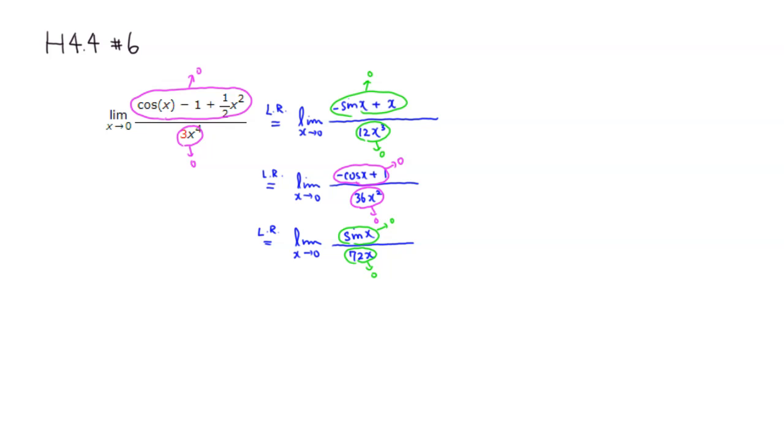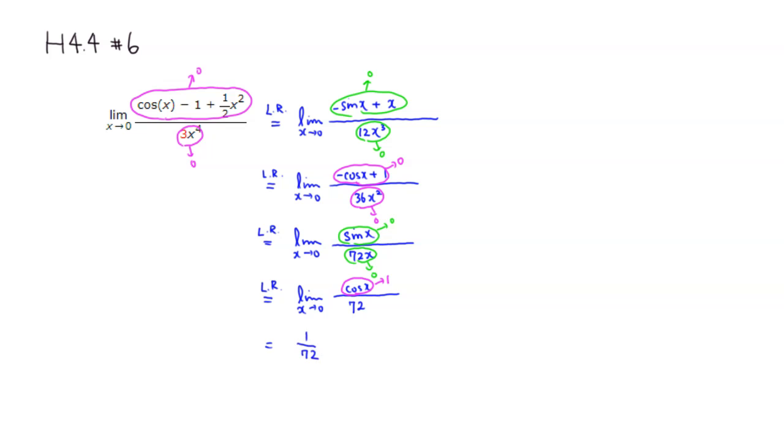So this is the fourth application of L'Hopital's rule. We have a limit as x approaches 0, and the derivative of sine is cosine of x, and the derivative of 72x is 72. Now as x approaches 0, cosine of 0 is 1, so the numerator approaches 1. So we know that this is going to approach 1 over 72.